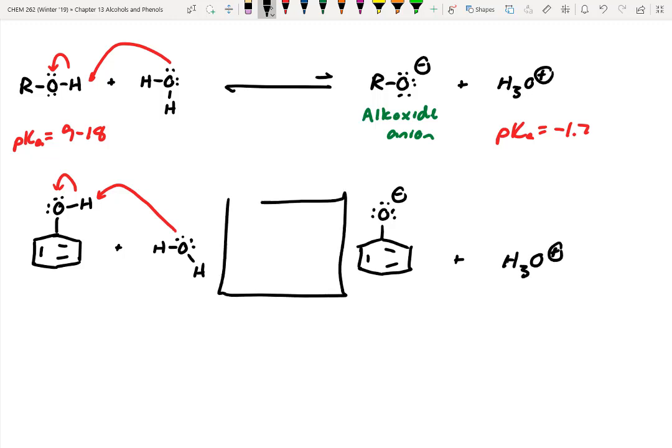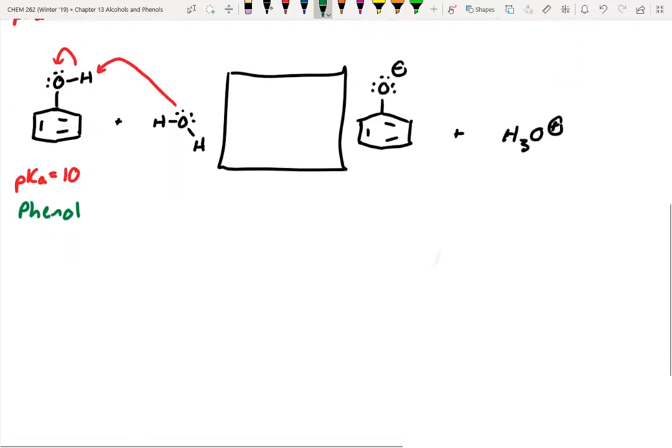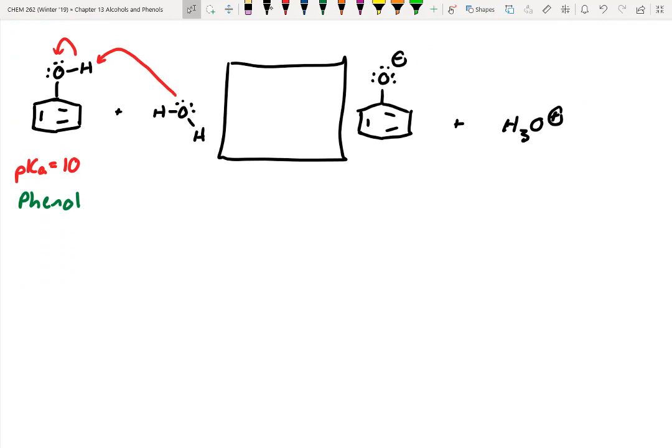Just like before, we'll have this box where we try to predict the equilibrium. In this case, the pKa of our starting alcohol is about 10. This alcohol is called phenol. Does anybody know why it's called phenol? Because it's half a phenyl group, half an alcohol. Mush those two together, you got a phenol.